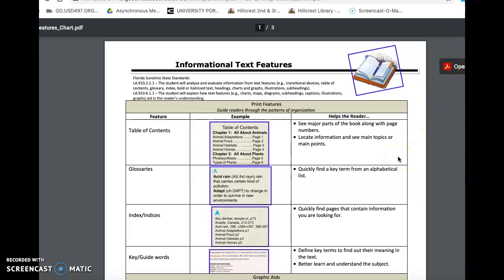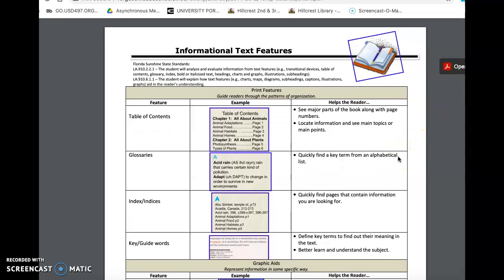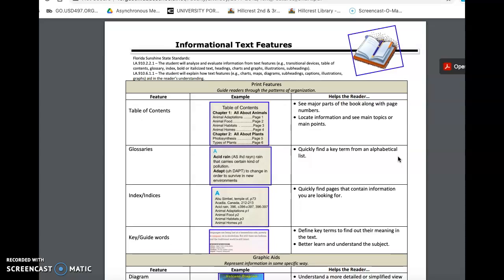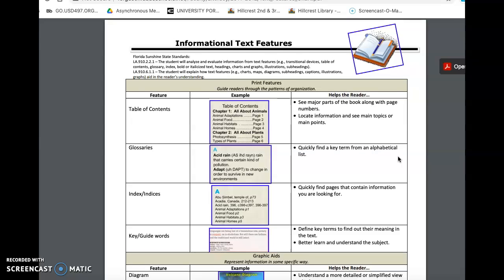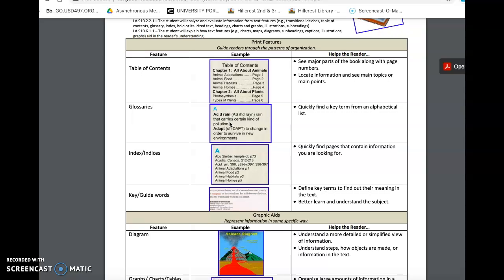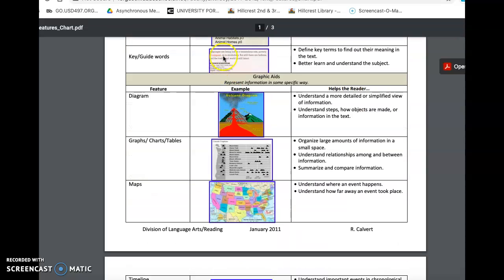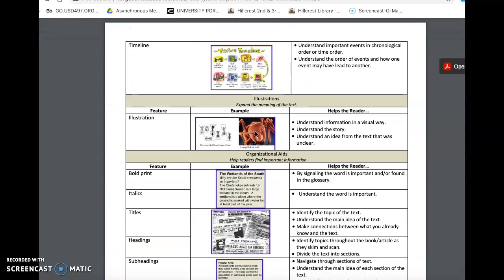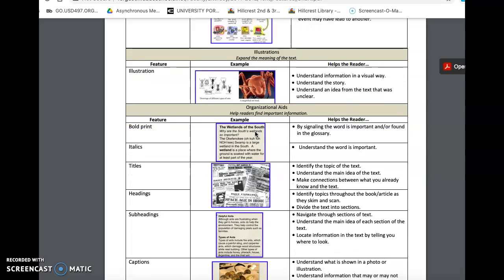So remember, text features are all of the things that are included in a text that do not state things in sentences and paragraphs. So we have the table of contents, which tells the major parts of your story or passage. Glossary, which defines vocabulary words at the end. Keywords, vocabulary are often bolded or highlighted. You can include a diagram, which is a drawn illustration of something, a graph, a chart, a map. All of these things we have gone over before.